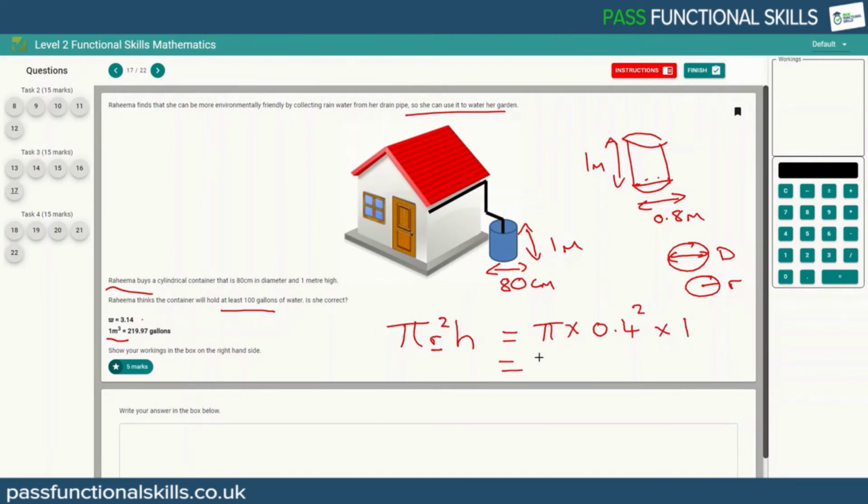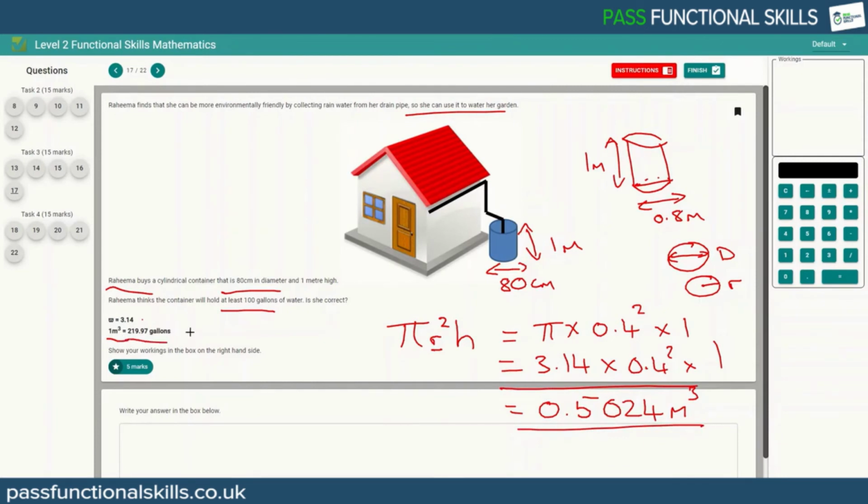And in this question we're told to use pi to be approximated as 3.14 times 0.41 squared times 1. Inputting that into a calculator, we find that the total volume is 0.5024 metres cubed. Now we have to compare this to 100 gallons, so we're going to have to convert this first of all to gallons, and we get given the conversion factor in the question.